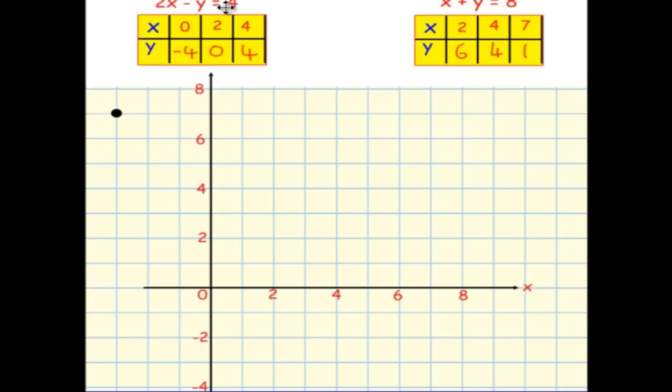Our first line, 2x minus y equals 4. First point to plot is the point (0, negative 4). Second point, (2, 0). And the third point, (4, 4). We now draw a straight line through these 3 points.